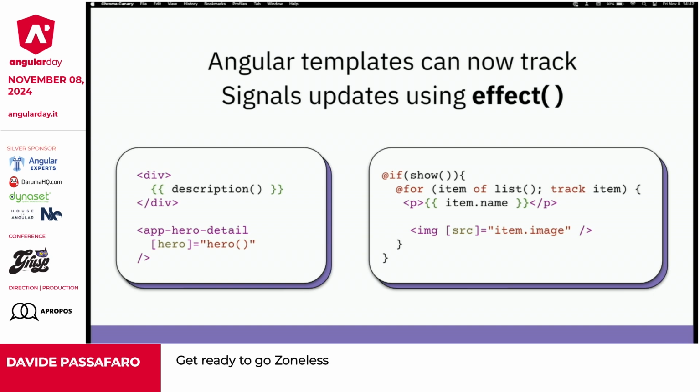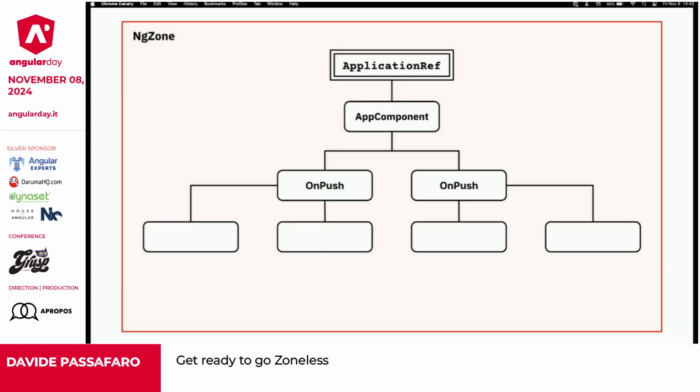And they are also able to track when a signal is updated, which is really cool because now, thanks to this mechanism, Angular could improve even further the change detection mechanism. So let's see the same example. Now we have both components with the on-push strategy.